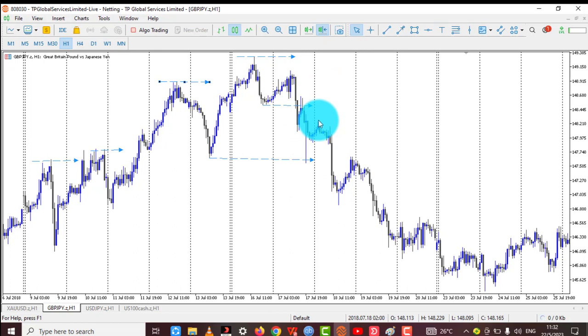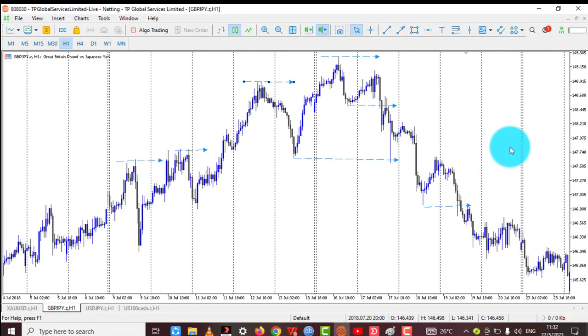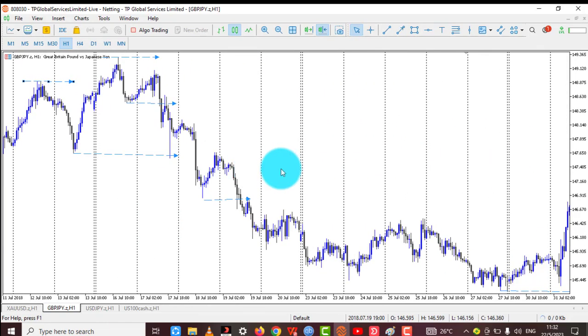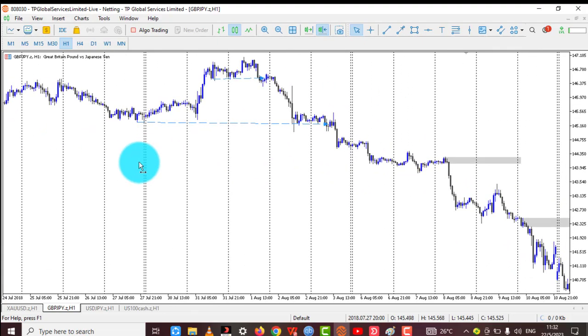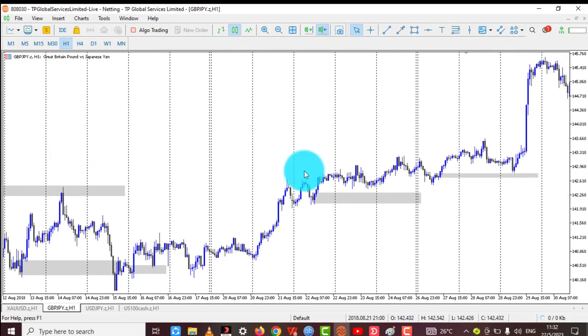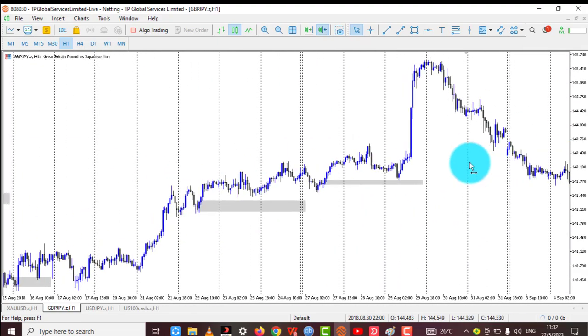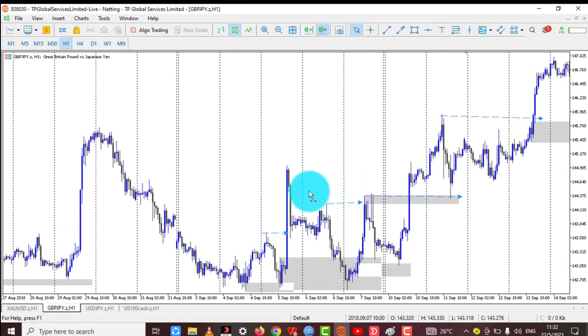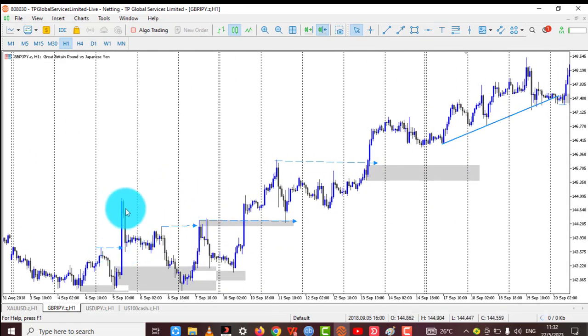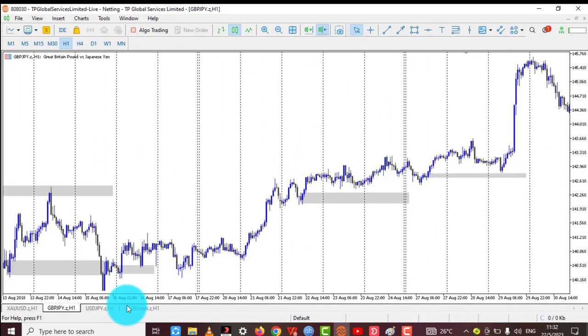So price comes back for a correction. Here's the impulse. Here's the correction. Here's the impulse breaking the structure. And it goes on and on until Jesus comes. So as you can see, break of structure, correction, break of structure, correction, etc.